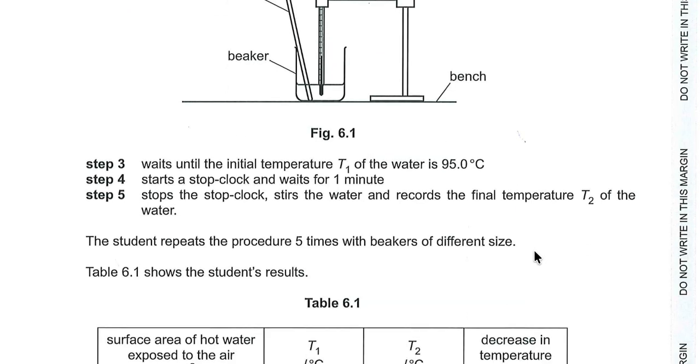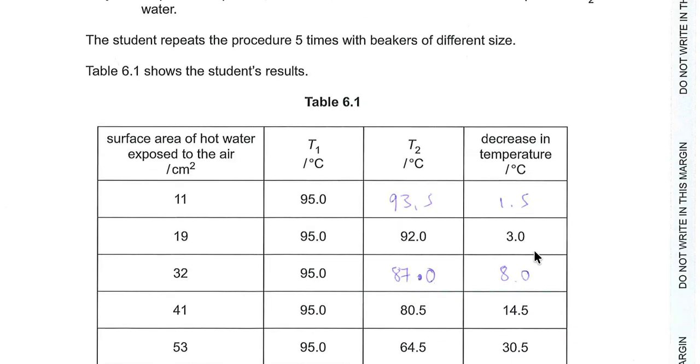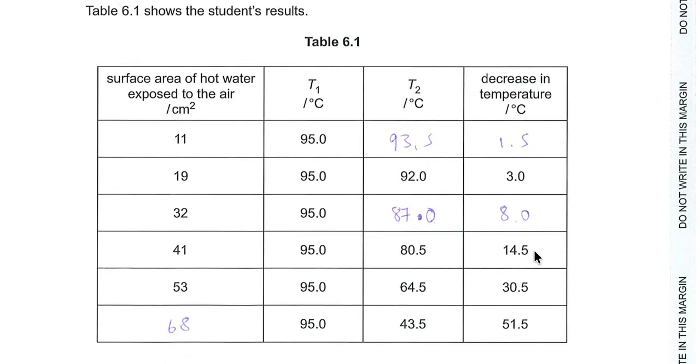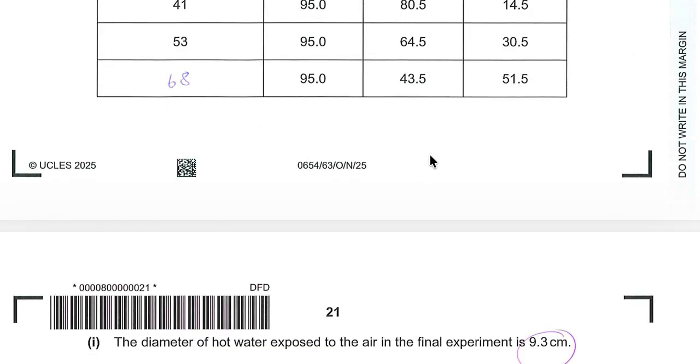First thing we're going to do is look at our tables of results. It's not actually been asked yet, but we're going to fill this in. You can see that we've got the surface area, temperature 1, temperature 2. Temperature 1 is always the same, a control variable. Temperature 2 is changing, and we're going to get the decrease. So you can see there how we're calculating this: 95, take away 92 is 3. Even without doing the question, you could fill in this table, because you know that you've got to fill in a table, etc.